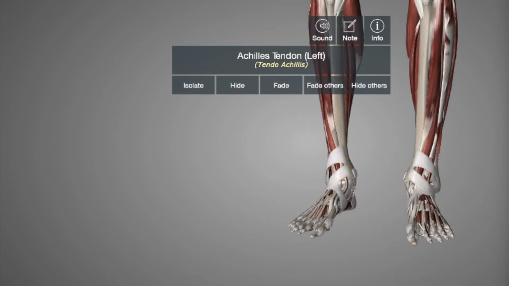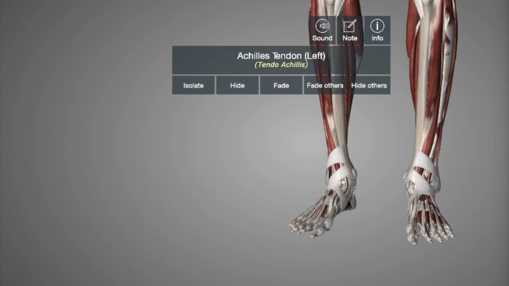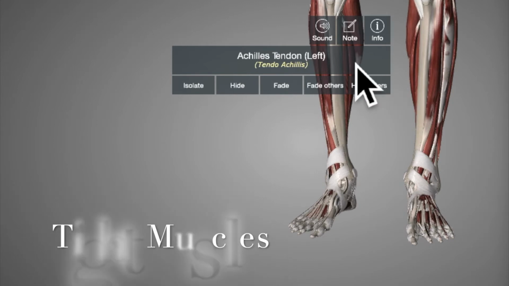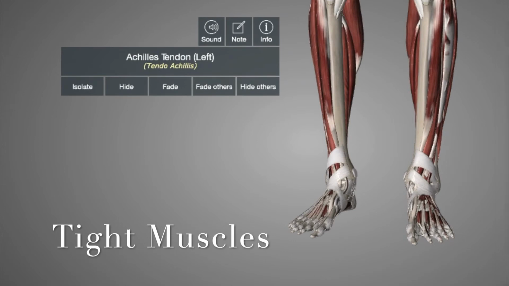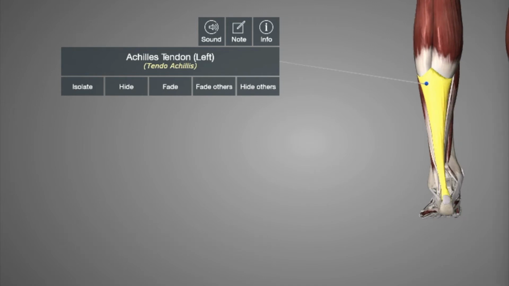So there are a lot of different things that we can be feeling down in the ankle and the foot. So there are three anatomical reasons why you may have this pain. So we just looked at all the structures. Now let's look at why we could be having this pain. Number one, the muscles may be tight. So there are certain muscles in your legs that will get tight. Number one being your calves. So back here, these can get super tight and cause problems.